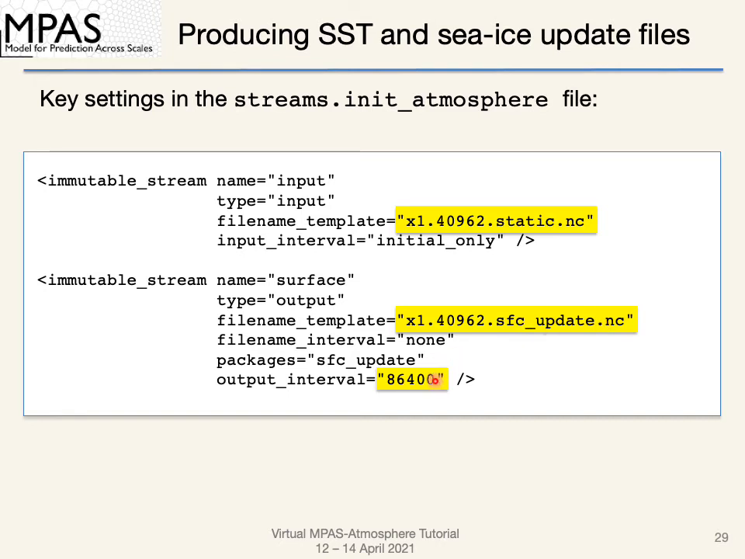And then we also need to set the output interval for this stream. Generally this is set to the same interval at which we have SST analyses. Because in our namelist in this example, we said that we have SST fields every 86,400 seconds, that's going to be the interval at which we're going to write out fields to this surface update stream.